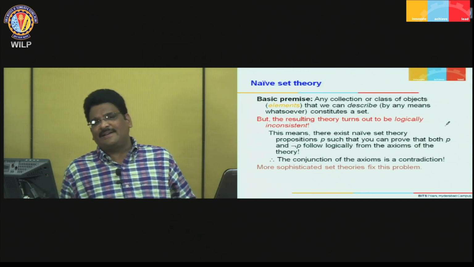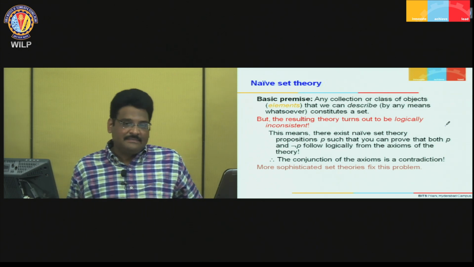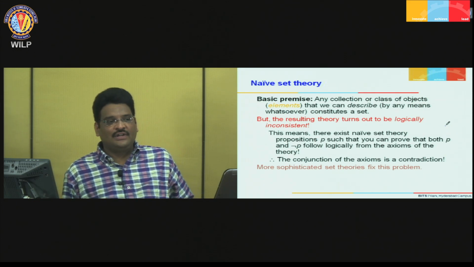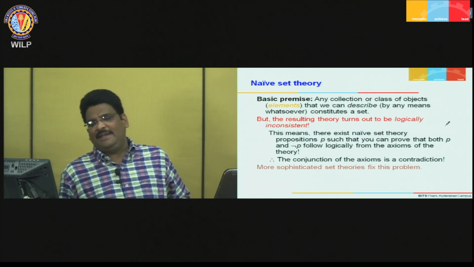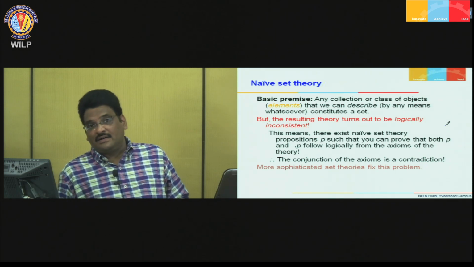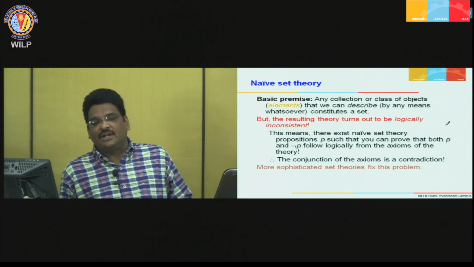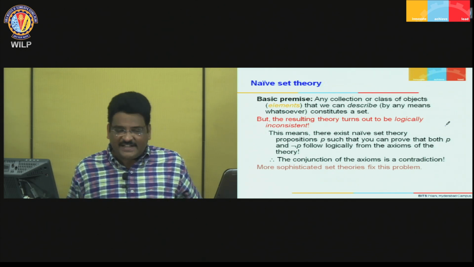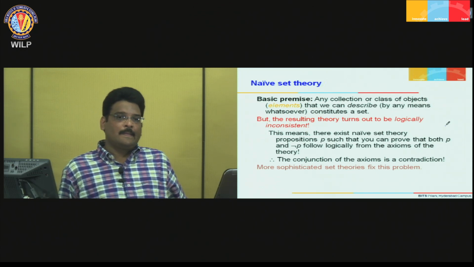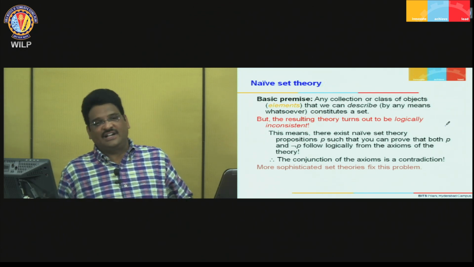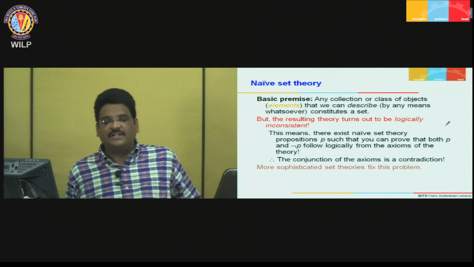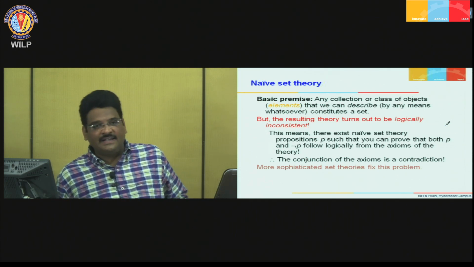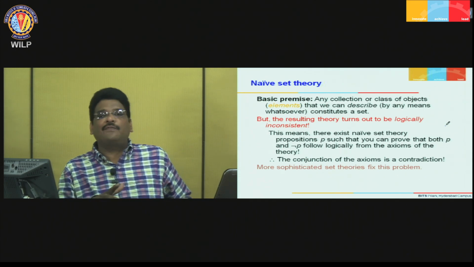Naive set theory is the fundamental set theory. People first came up with naive set theory. Here a set is defined as any collection or class of objects that we can describe, however and whichever way, and the objects that you can describe constitute a set. If you are able to define a set of objects, you will get a set out of it. That is how it is defined.